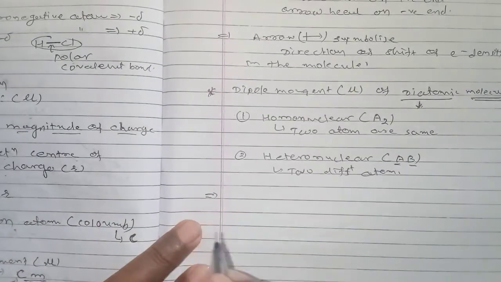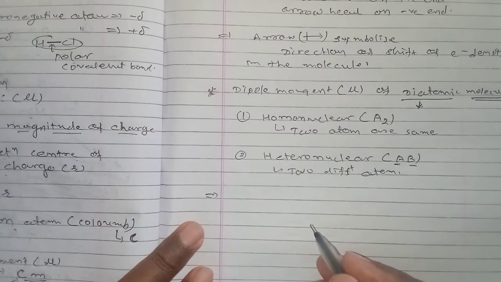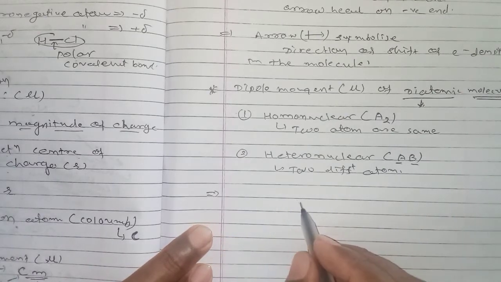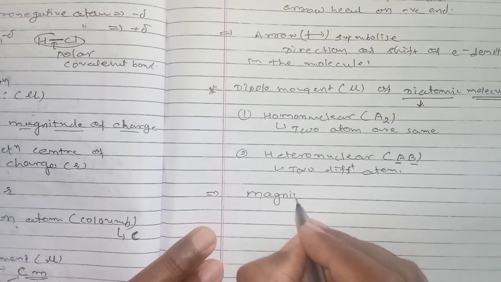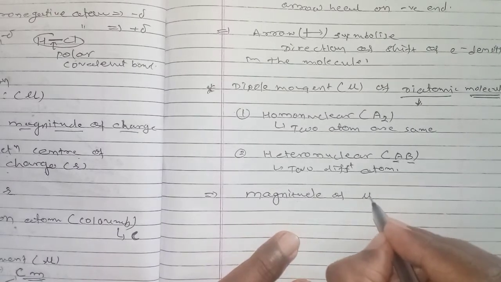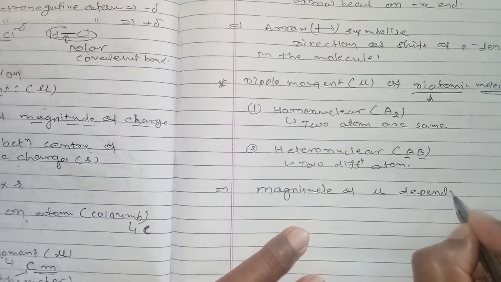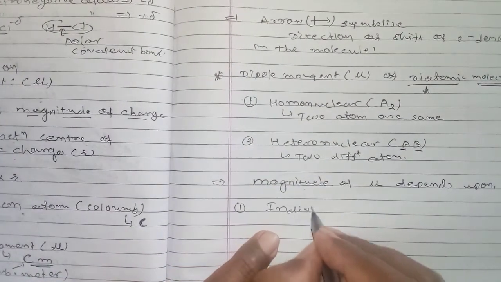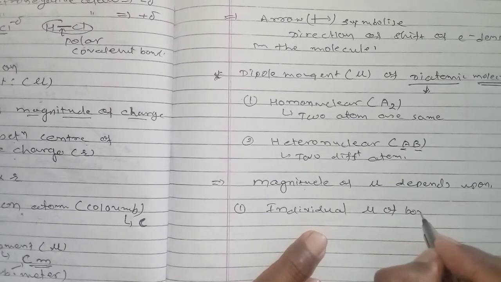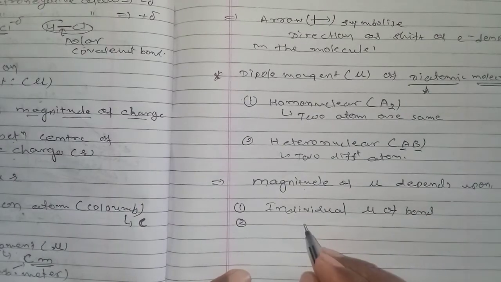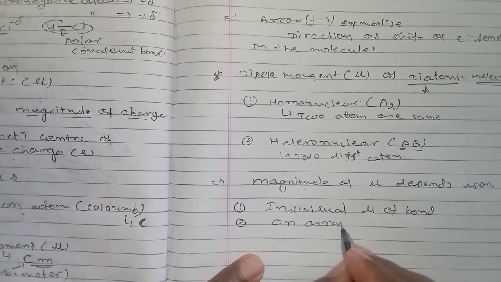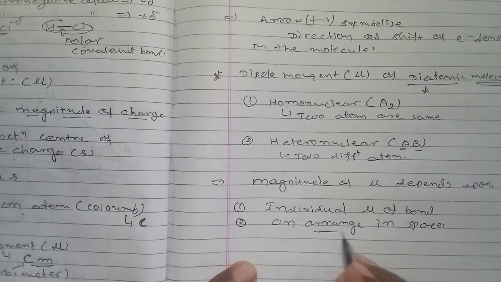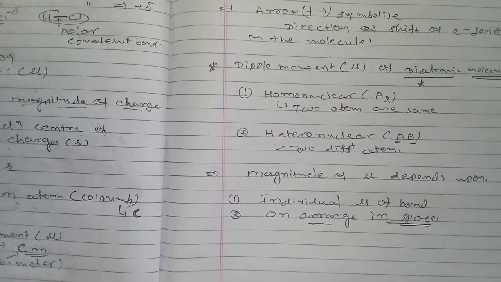Here the second thing is that the magnitude of the dipole moment of a molecule depends upon, number one, the individual dipole moment of each bond, and second, the arrangement in space, how the molecules are arranged in space, whether they are of different shapes.